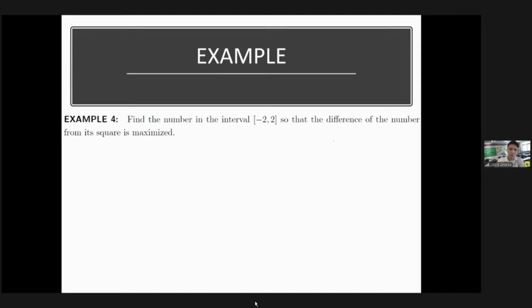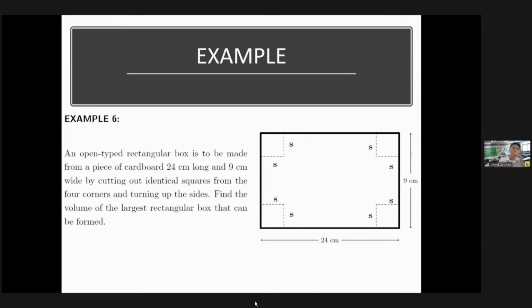That's one problem. Another is this one. Katong ingon ako, pinaka-common. The problem states that an open type rectangular box is to be made from one piece of cardboard, 24 centimeter long and 9 centimeter wide by cutting out identical squares from the four corners and turning up the sides. From the volume, find the volume of the largest rectangular box that can be formed.